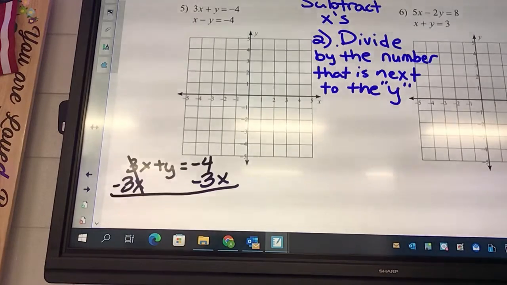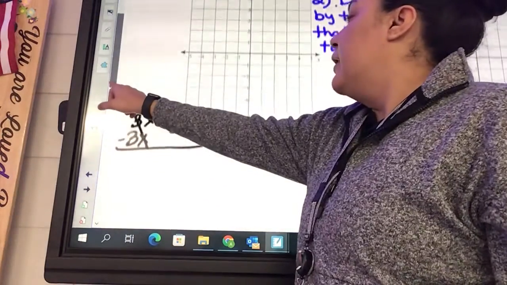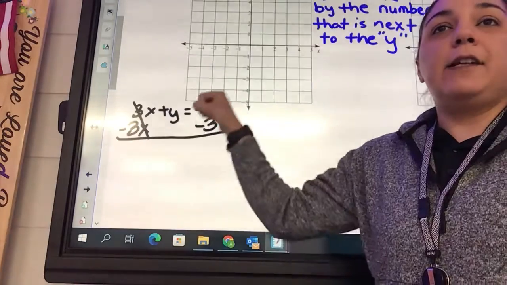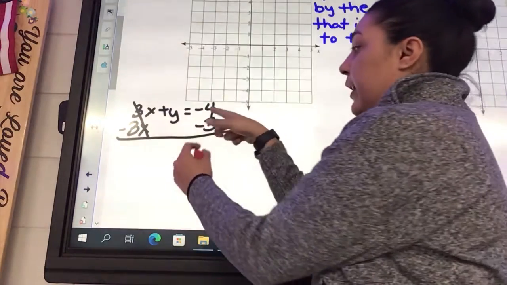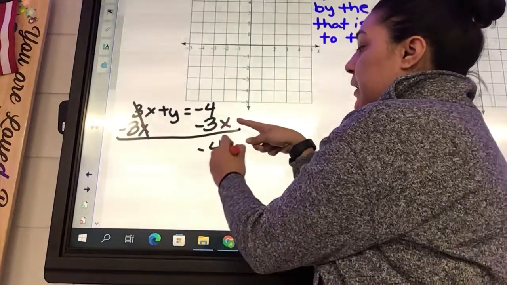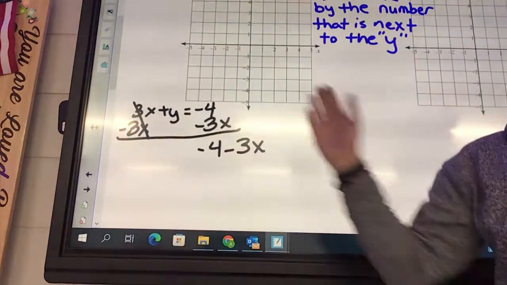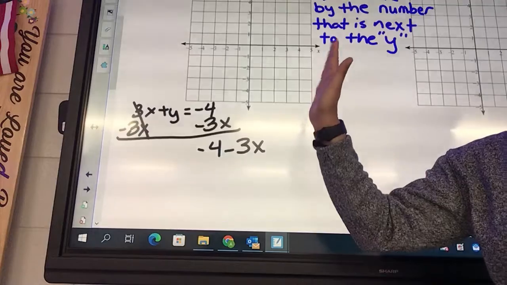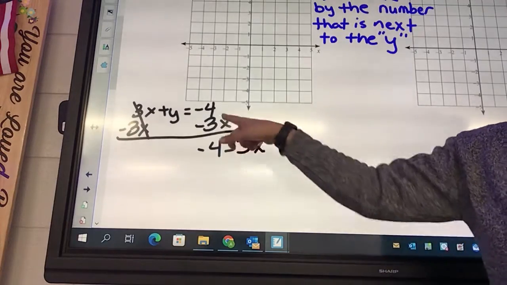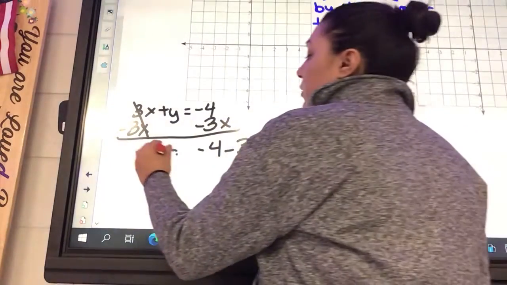Okay, this is where some of you guys get confused. You just take this and you write it in a straight line. So you're going to say, we got a -4 minus 3x. Okay, I didn't change anything over here. All I did, instead of writing it up and down, we wrote it sideways. Okay, equals y.